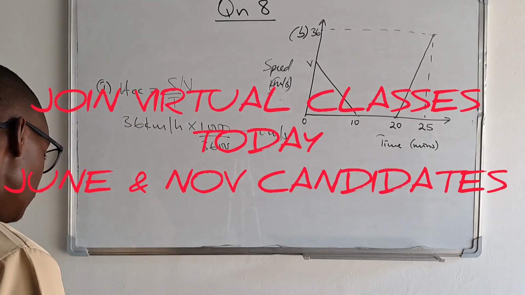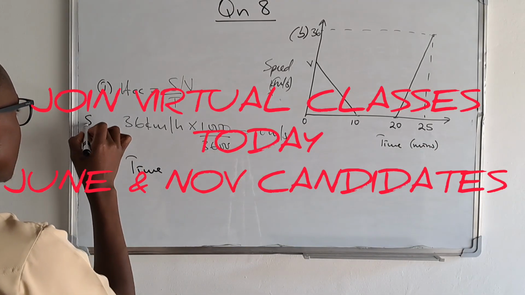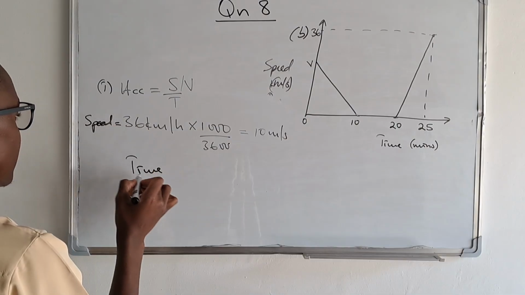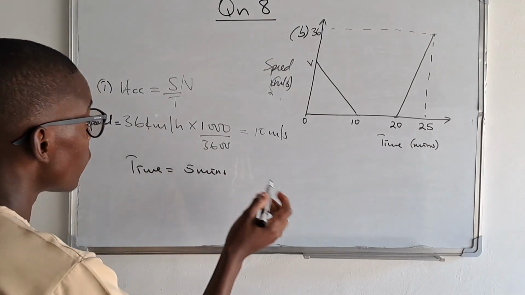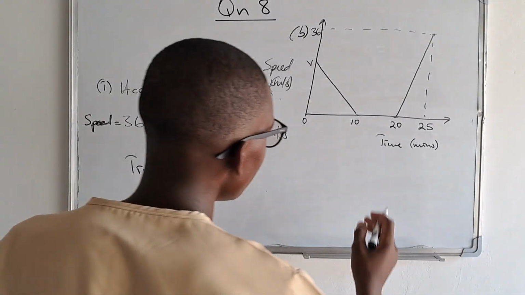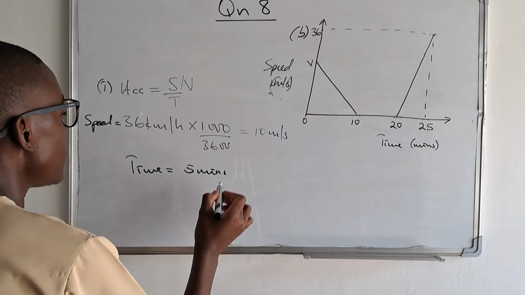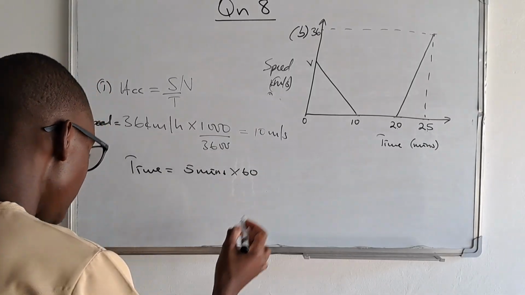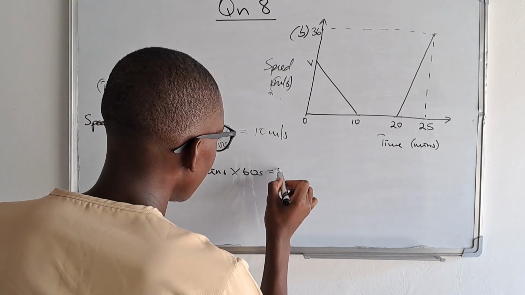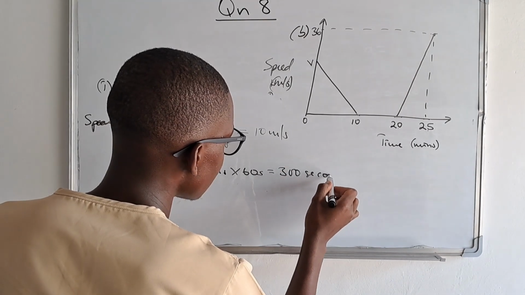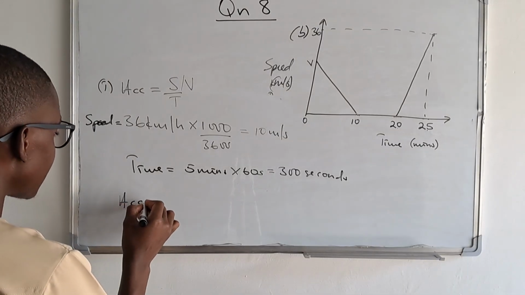Moving forward, we are looking at time. Our time, remember, this was our speed. Then our time will be 5 minutes. We need to convert 5 minutes. Where did you get the 5 minutes? Remember, it accelerated from 20 to 25. It will be 25 minus 20, you get 5, times 60. 5 times 60, you get 300 seconds. Getting 300 seconds, you now want to find the acceleration.